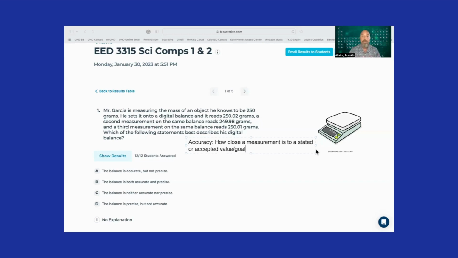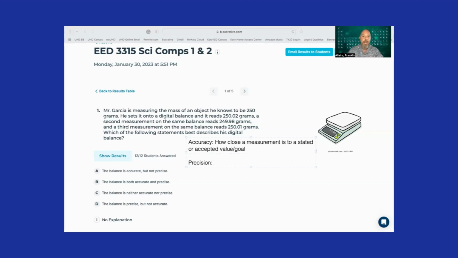Certainly for an elementary classroom, this would be very acceptable. For something like an engineering lab, this would not be acceptable. They would not be considered accurate measurements. But for an elementary classroom, these would definitely be considered accurate, because 250.02, 249.98, and 250.01, taken by themselves, are all pretty close to that stated or accepted value of 250 grams. Now, how is that different from precision?